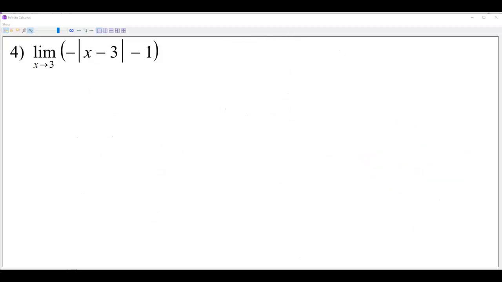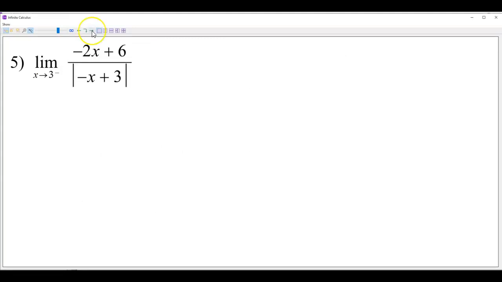All right, so last problem, we had to do only one side. If they don't have a plus or a minus, you got to do both sides. All right, go ahead and take a look at yet another absolute value problem.